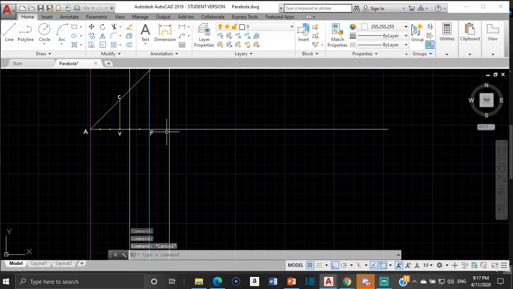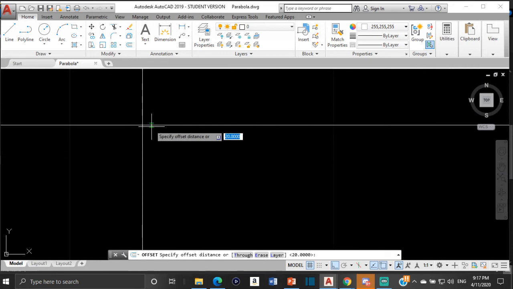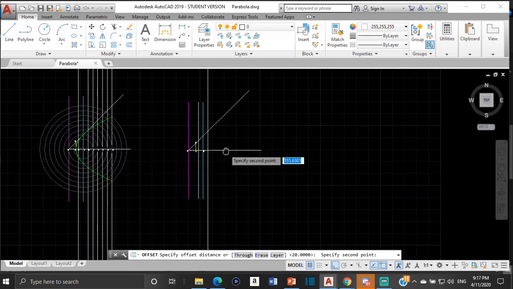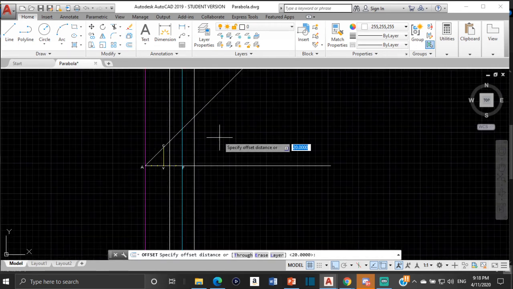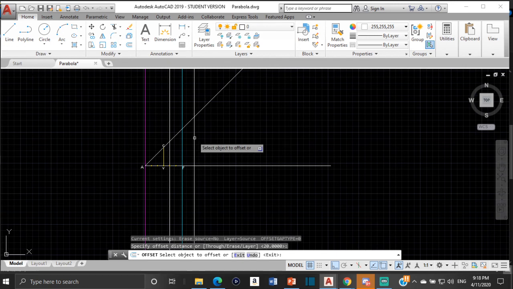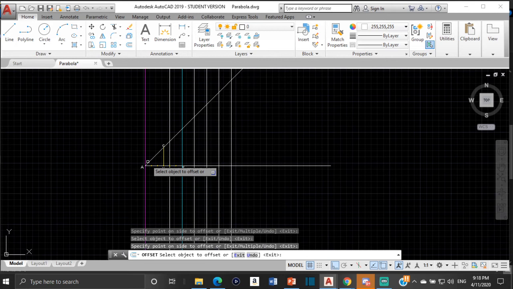Now I'm going to keep on offsetting this line into a number of parts. Let me do like 3 more points. As I said before, the number of lines that you have don't really matter because the parabola can go on into infinity. I'm going to select offset. The offset distance is already set at 20, so I don't have to worry about that. I'm going to offset it from here. Select offset, select the line, click on 20, select this line that I want to offset, and then bring it over here. I'm going to do 1 more point here, so that's good.